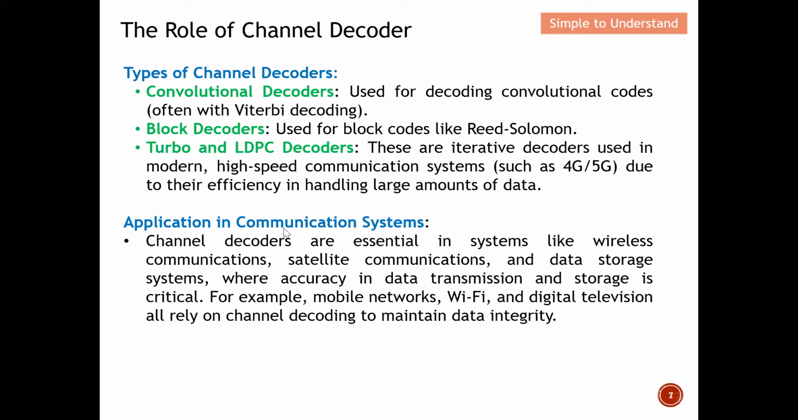So what is the application in communication systems? Channel decoders are very important in systems like wireless communication, satellite communication, and data storage systems, where accuracy in data transmission and storage is very critical. For example, for mobile networks, we have Wi-Fi and digital television here.